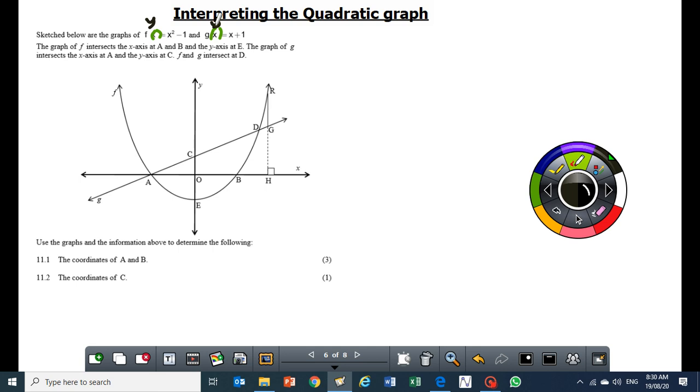Now the first question says, use the graphs and the information above to determine the following. The coordinates of A and B. Now our coordinates of A and B, let me use another color. So you have point A, point B.